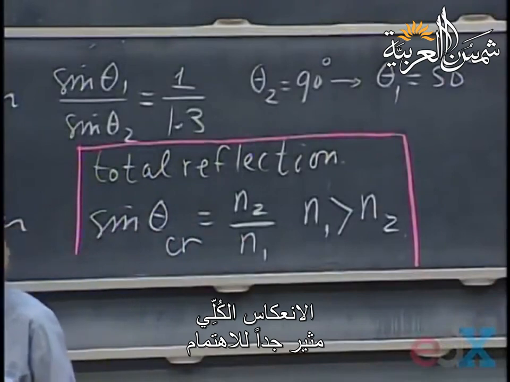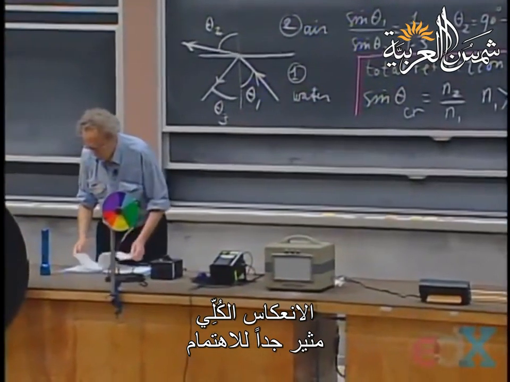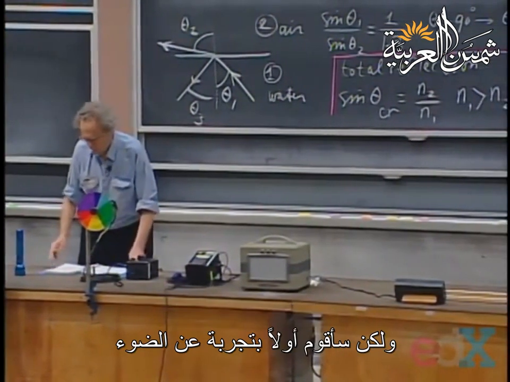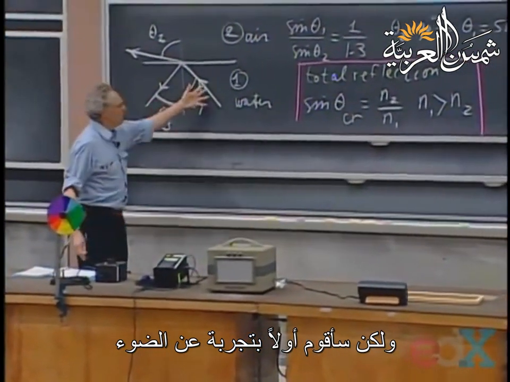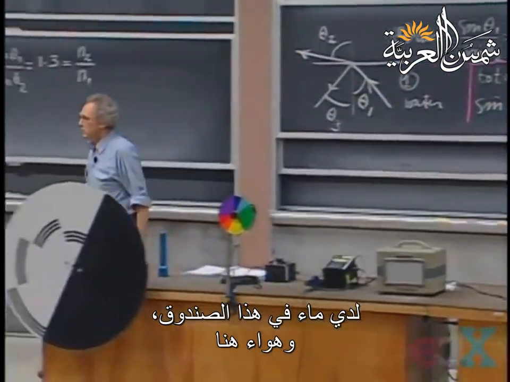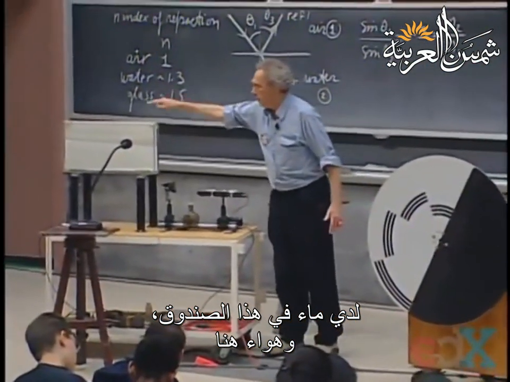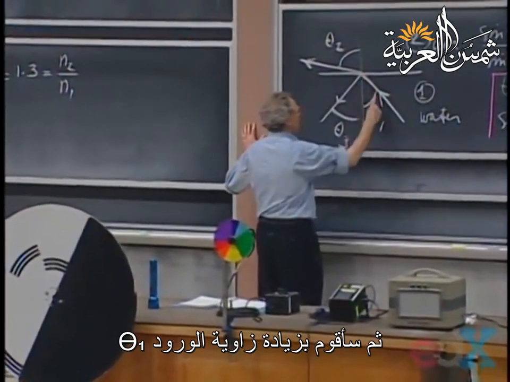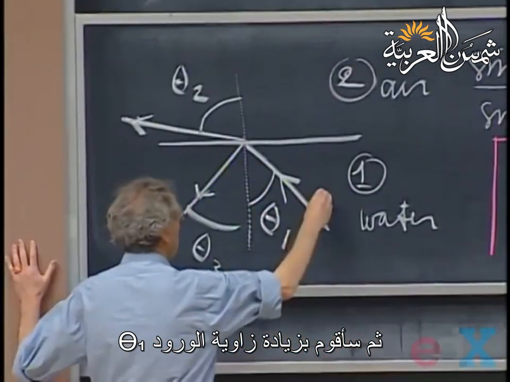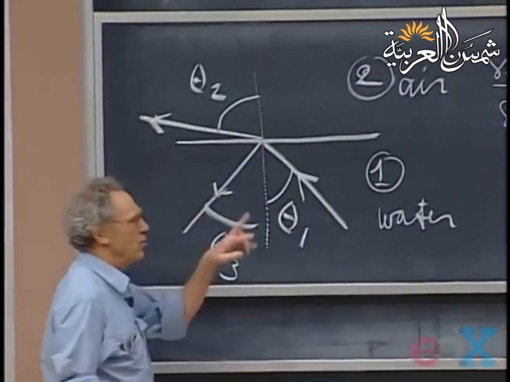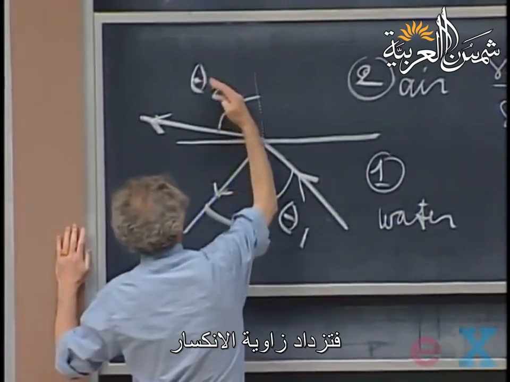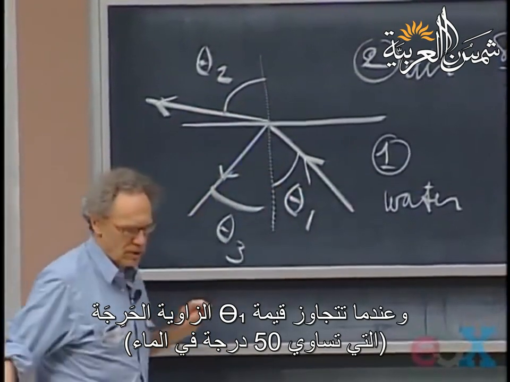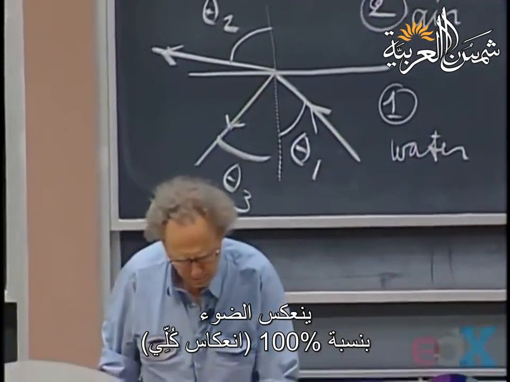And total reflection is actually very interesting. It has practical applications, which I will discuss with you shortly. But I first want to do a demonstration in which I want to show this to you. I have here water, and here is air. And I have a laser beam which I can shine in, and I can change this angle theta 1 and slowly increase it. And you will see that when I approach the 50 degrees, first of all, you will see that theta 2 increases, increases, increases, and then when I approach the critical angle and exceed it, then we have 100% reflection.